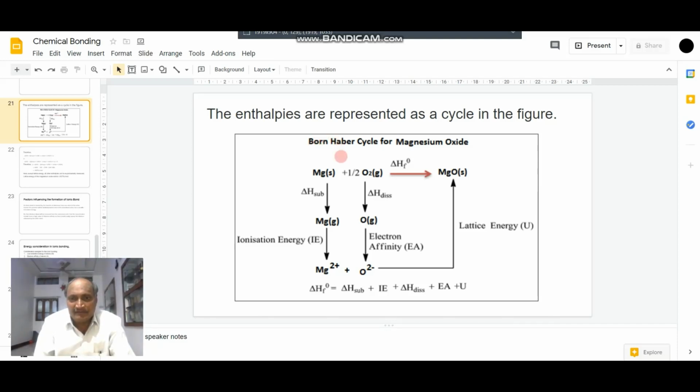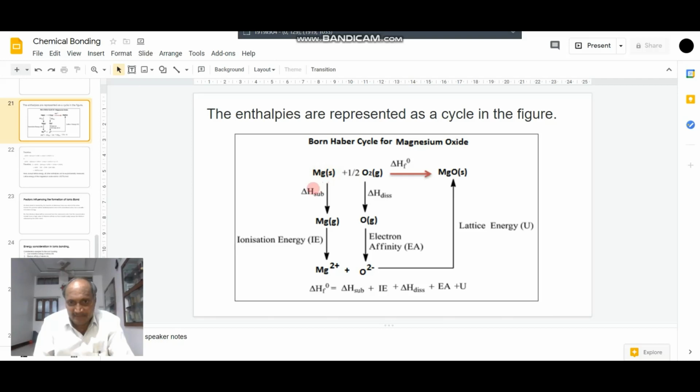So the following figure indicates the Born-Haber cycle for the formation of magnesium oxide. Born-Haber's cycle for the formation of magnesium oxide from the constituent ions.